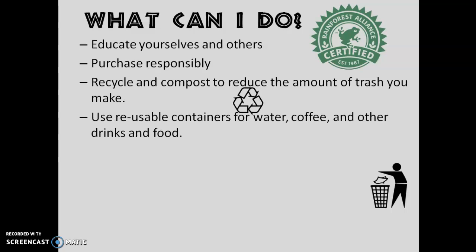Kind of going along with recycling, if you have a chance to use a reusable container, whether it be a reusable water bottle or reusable coffee cup, anything else, so instead of using styrofoam to put your food in, maybe put it in a Pyrex glass container or a Rubbermaid container that you're going to use over and over and over again. Or Tupperware container, maybe I should say that instead.